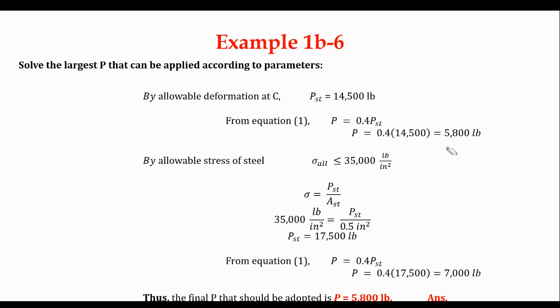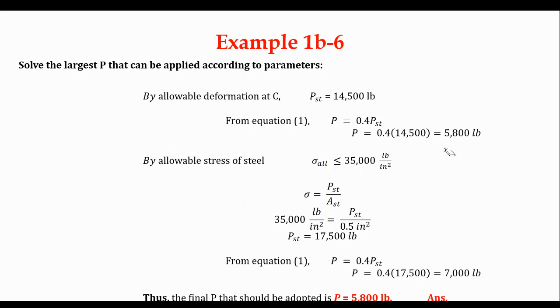So, ang P must be 5,800 para ma-satisfy nimo both. Okay? Dili makompromiso ang stress, dili pod makompromiso ang allowable vertical displacement sa C. Okay? Nagets ninyo ang flow of your thinking?